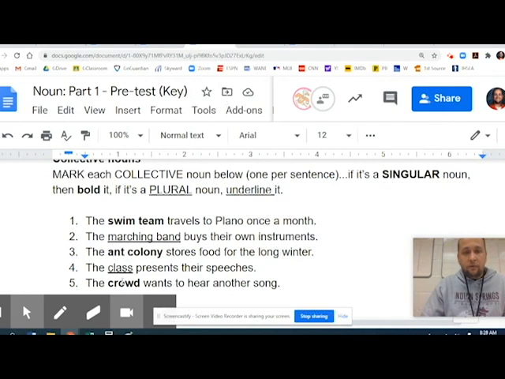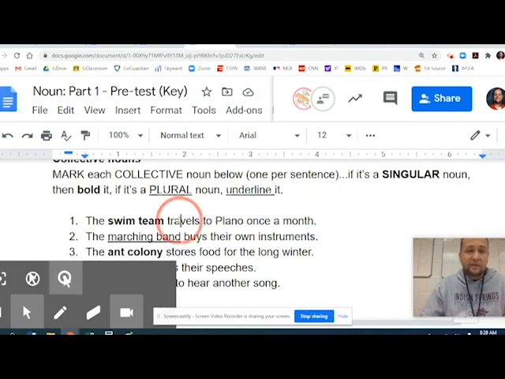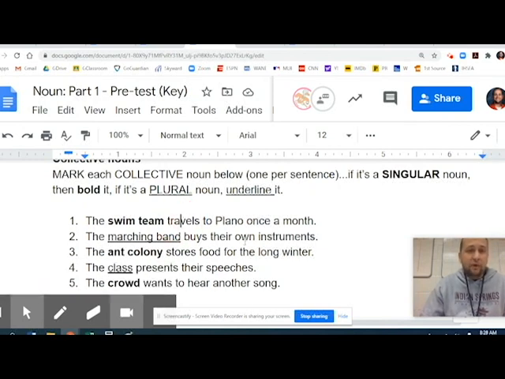And then the crowd. The crowd is a collective group of people, so that is there. The crowd wants to hear another song. Collectively, they want to hear one song. They are acting out as a group, just like the swim team did up above when they traveled. So this is a section that might have just been a little bit tricky.